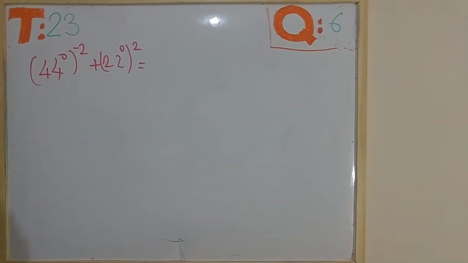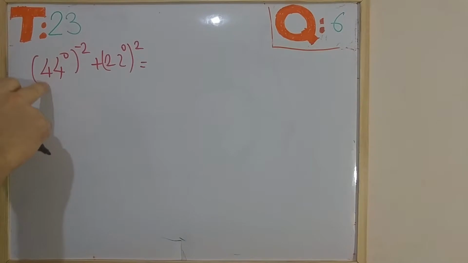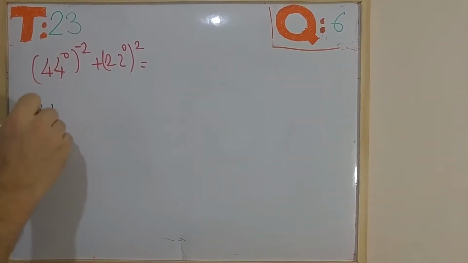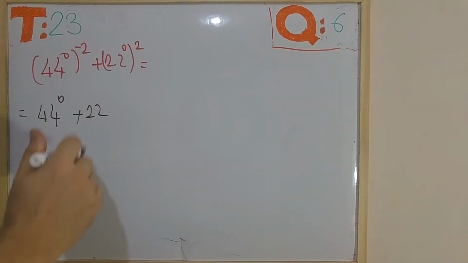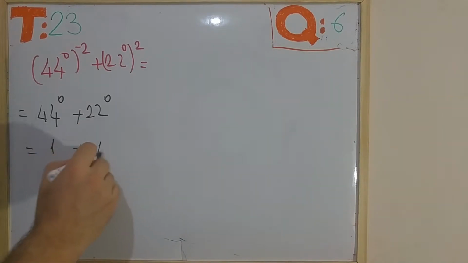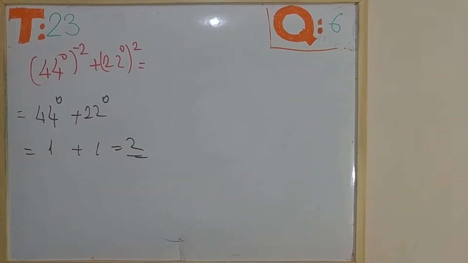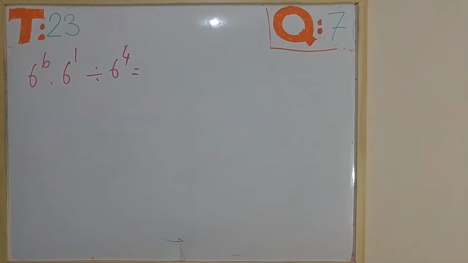We have a tricky question here. This is equal to 44 to the power of 0 times minus 2, which is equal to 0, plus 22 to the power of 0 times 2, which is equal to 0 again. And do not forget that any number to the 0 is equal to 1. Therefore, we have 1 plus 1, which is equal to 2. This is what we have here.